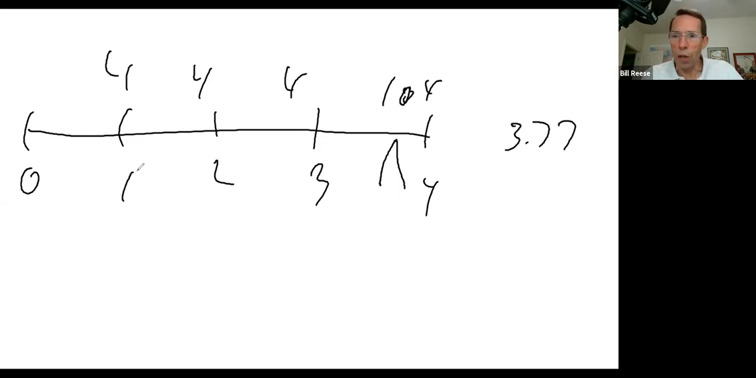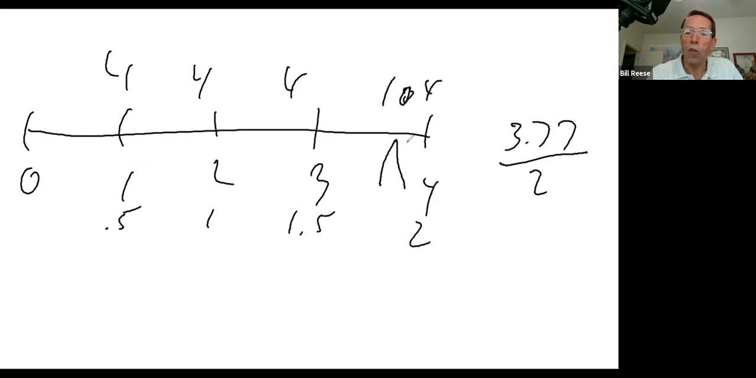that's not going to be the duration of the bond. What we want for the duration of the bond is 3.77 divided by 2, because we want it to conceptually be where would we be in years. And in years, this is 0.5, this is 1, this is 1.5, and this is 2. So where this fulcrum would be here in terms of years is going to actually be at 1.885. So that is the duration of our bond.